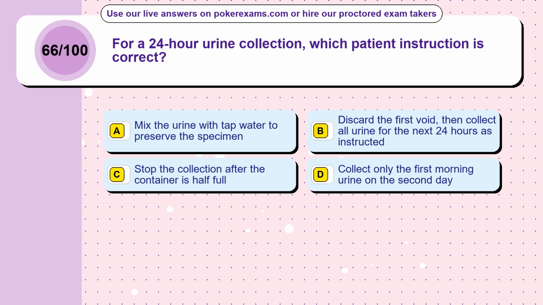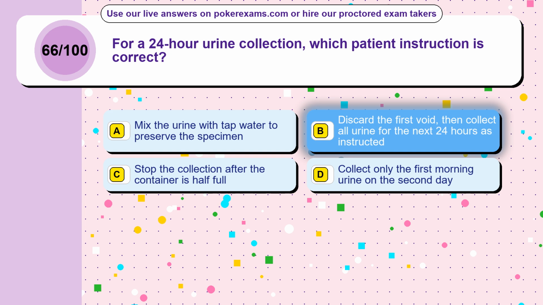Discard the first void, then collect all urine for the next 24 hours as instructed. Option C. Stop the collection after the container is half full. Option D. Collect only the first morning urine on the second day. The correct answer is option B. Discard the first void, then collect all urine for the next 24 hours as instructed.